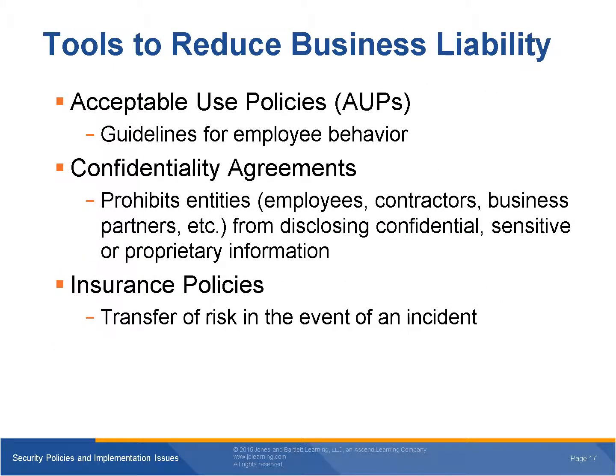So the tools to reduce business liability: you need to have acceptable use policies, particularly for your employees. What's acceptable for use of the internet or social media. Have those guidelines in place for employees. Confidentiality agreements prohibit entities like employees or contractors from disclosing confidential or sensitive information. And then insurance policies transfer the risk in the event of an incident. So if something does happen, a breach, your insurance policy would kick in.